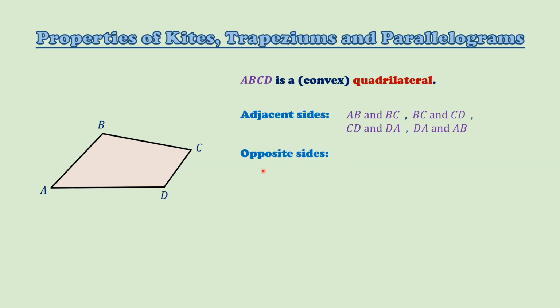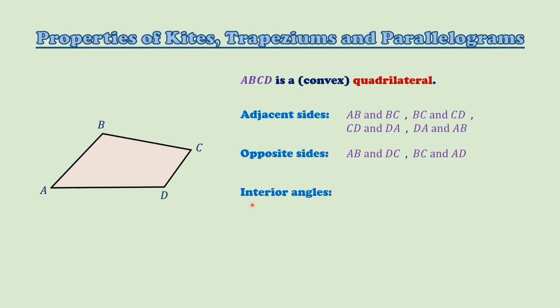And then we have a concept of opposite sides. In a quadrilateral, there are two pairs of opposite sides. In this example, the first pair is AB and DC, and then the second pair is BC and AD. So there are two pairs of opposite sides in a quadrilateral.